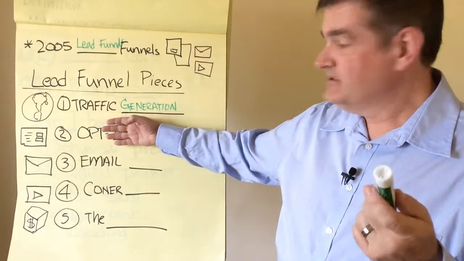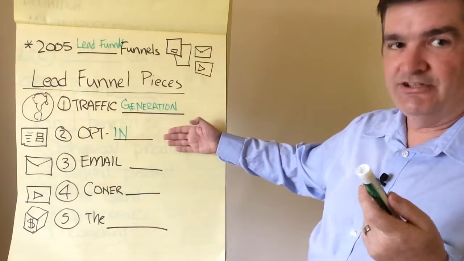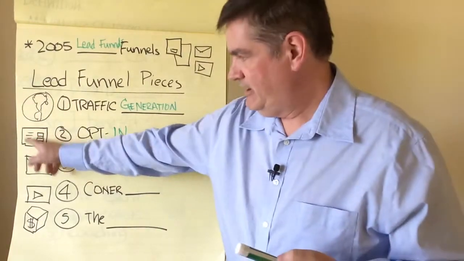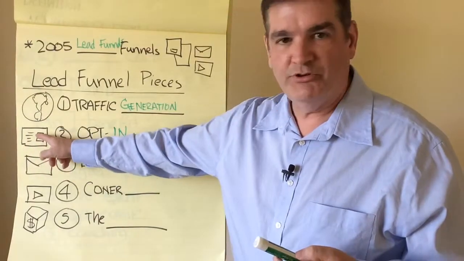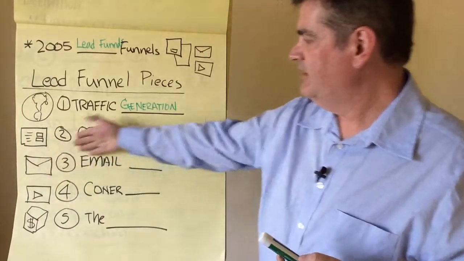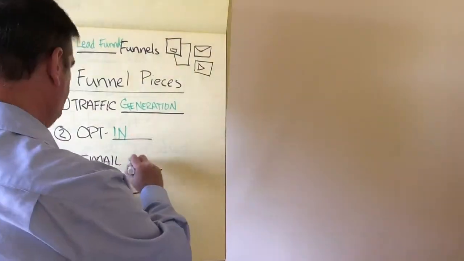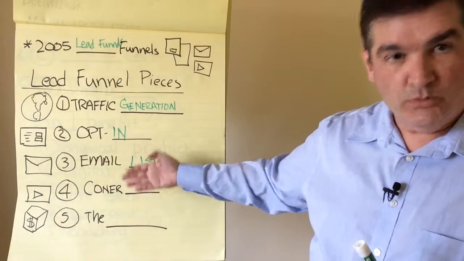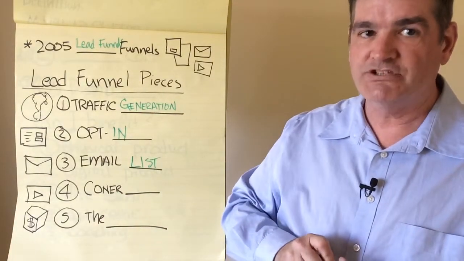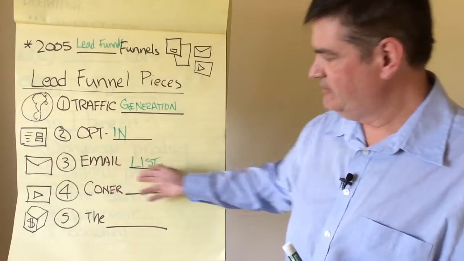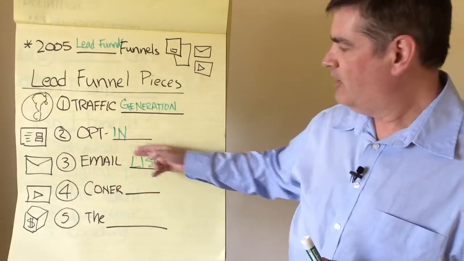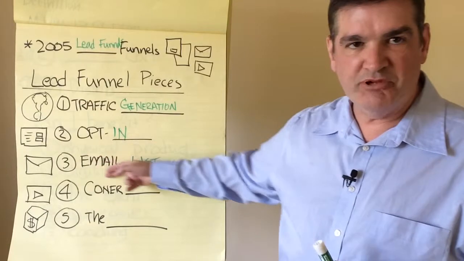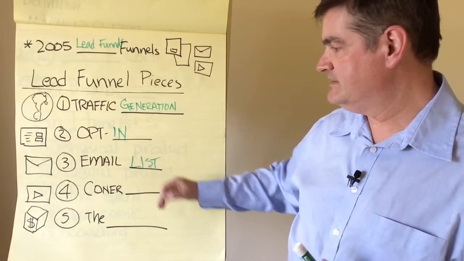The second part is getting them to opt into your system. That's a lead page. You have a lead page here with a place to put your email, click on the button, and it goes into number 3, your email list. Without an email list, you're not going to have much of a funnel. Communication in your email list is the hub, the heart and soul, the pivot point around which your funnel rotates.